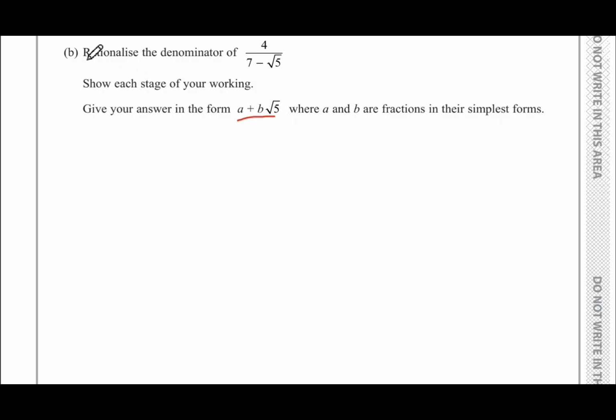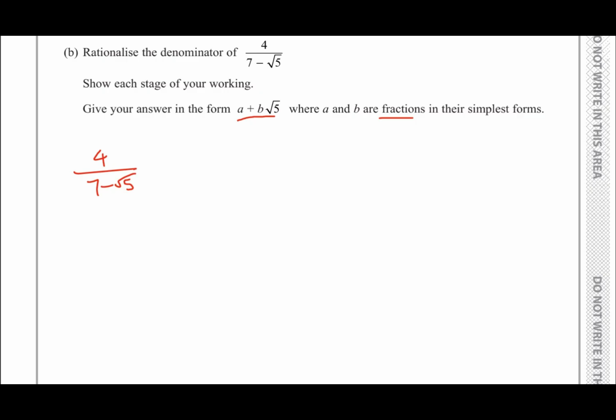So we have been asked to rationalize the denominator of this, showing each stage of our working, and give your answer in the form a plus b root 5, where a and b are fractions in their simplest form. So what do I have? I have 4 over 7 minus root 5.